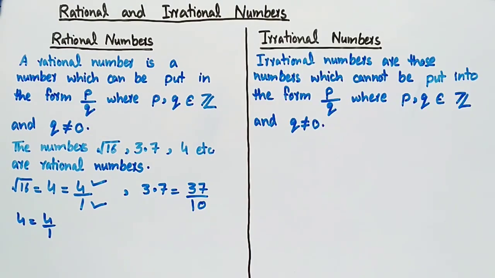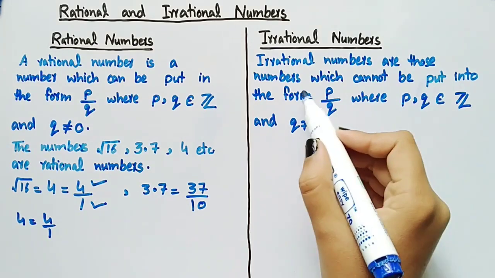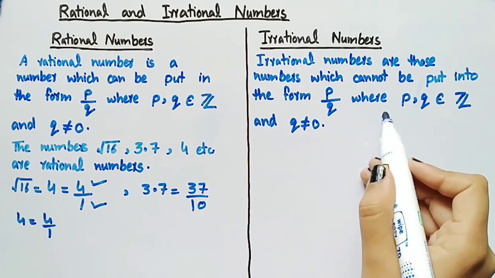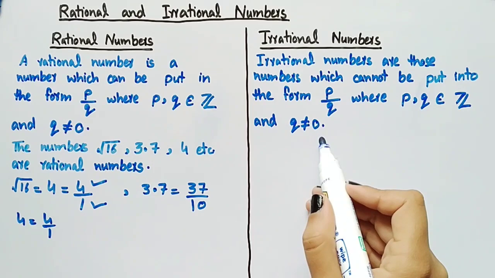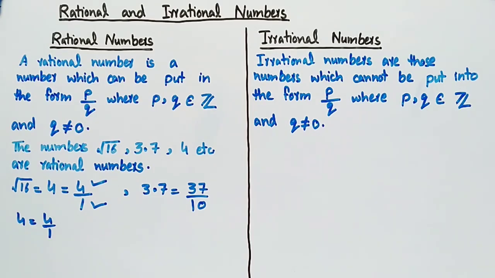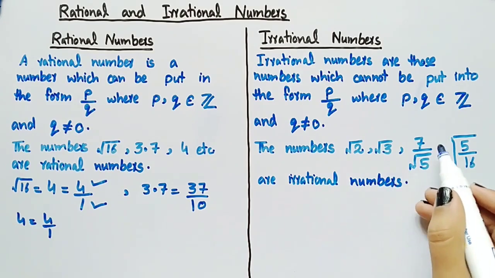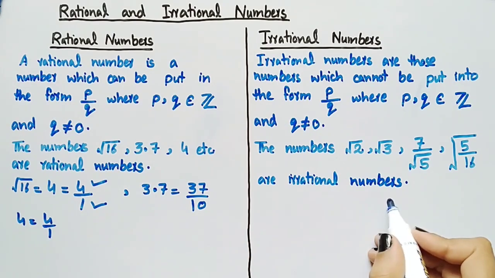Now let's see what irrational numbers are. Irrational numbers are those numbers which cannot be put into the form p by q, where p and q belong to the set of integers and q is not equal to 0. The numbers square root 2, square root 3, 7 by square root 5, square root 5 by 16 are irrational numbers.